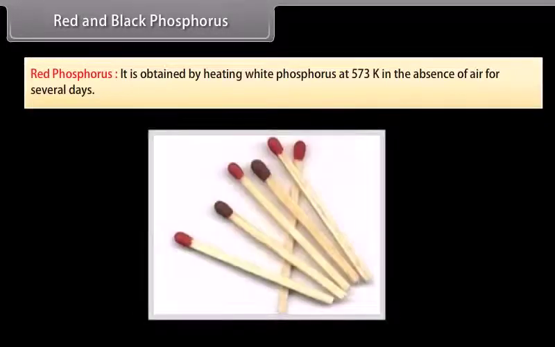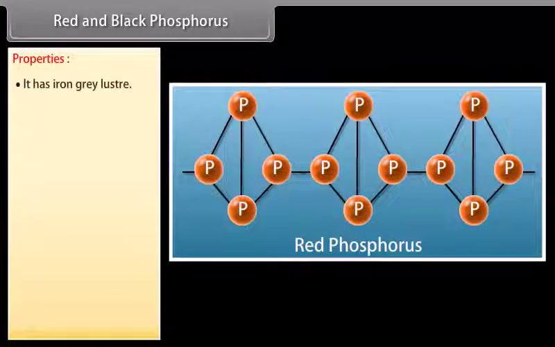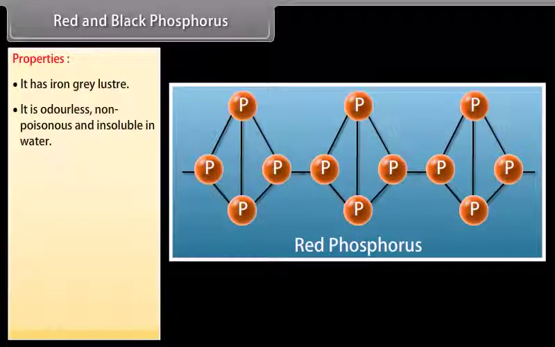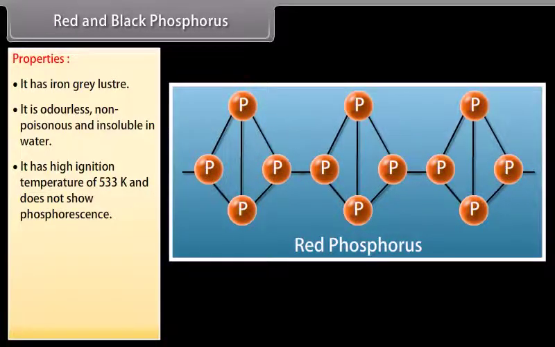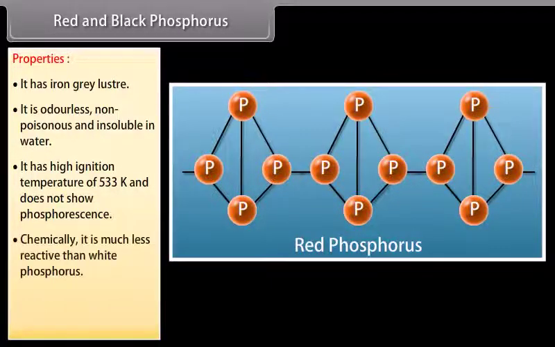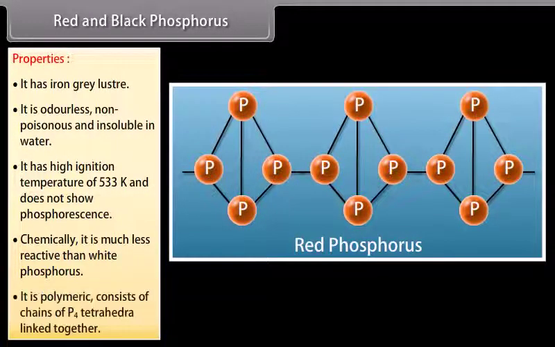Red and black phosphorus. Red phosphorus is obtained by heating white phosphorus at 573 Kelvin in the absence of air for several days. Properties: it has an iron-grey luster. It is odorless, non-poisonous and insoluble in water. It has a high ignition temperature of 533 Kelvin and does not show phosphorescence. Chemically, it is much less reactive than white phosphorus. It is polymeric and consists of chains of P4 tetrahedra linked together.